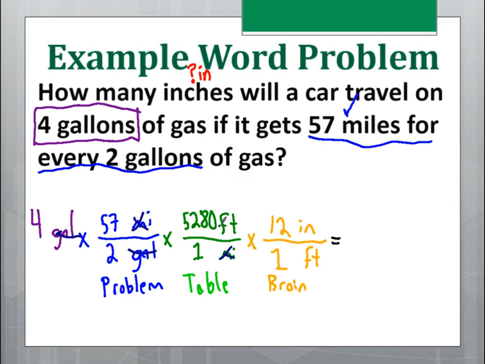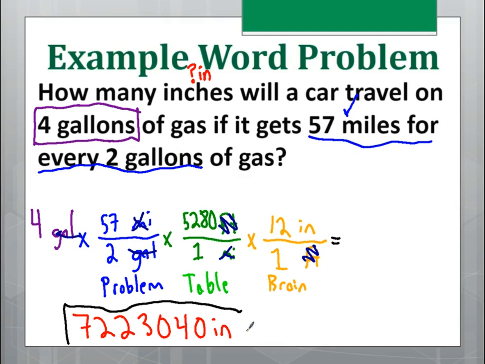So I take my calculator, 4 times 57, divide 2, times 5280, skip the 1, times 12, skip the 1, equals. And oh boy, is this a big number. But that makes sense because we're talking about 4 gallons of gas and inches. So 7,223,040 inches, that kind of makes sense. It's a big number from 4 gallons of gas. So that's an example word problem.